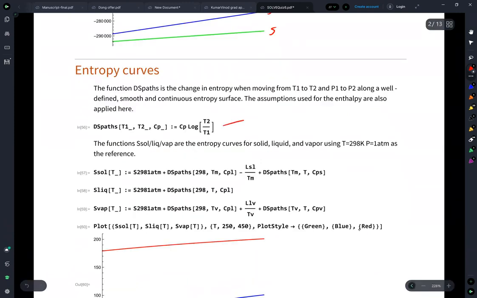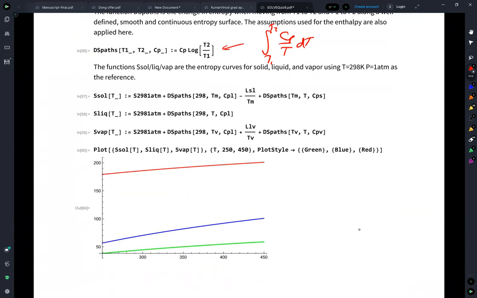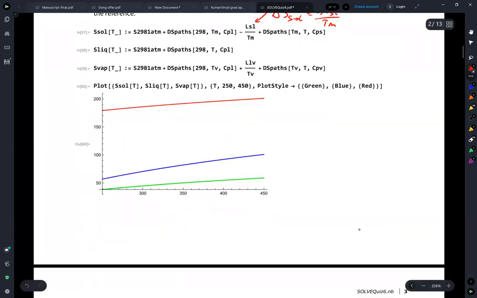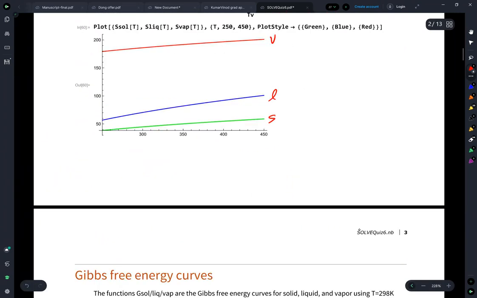Entropy curves, this comes from Cp over T dT from T1 to T2. And again, I took the same paths. It's noteworthy that the delta S going from solid to liquid is the latent heat, so that's the delta H going solid to liquid over Tm. And if you do that, again, you wind up with solid, liquid, and vapor curves.